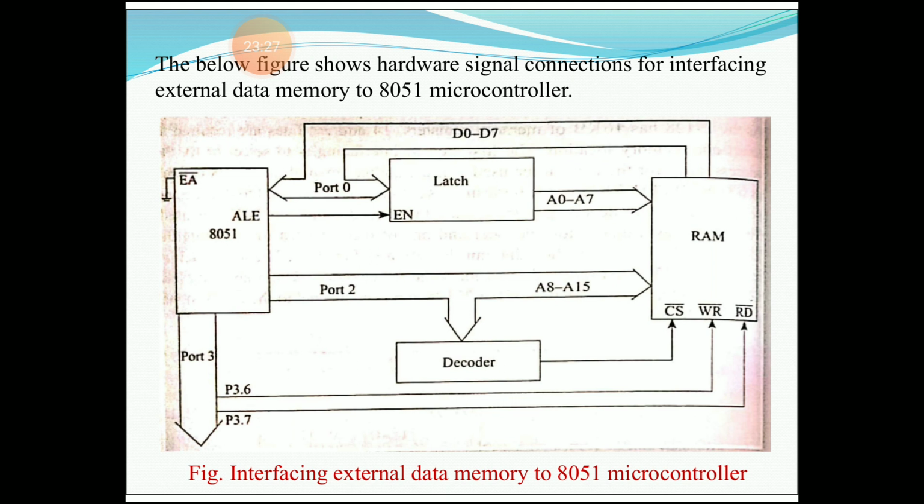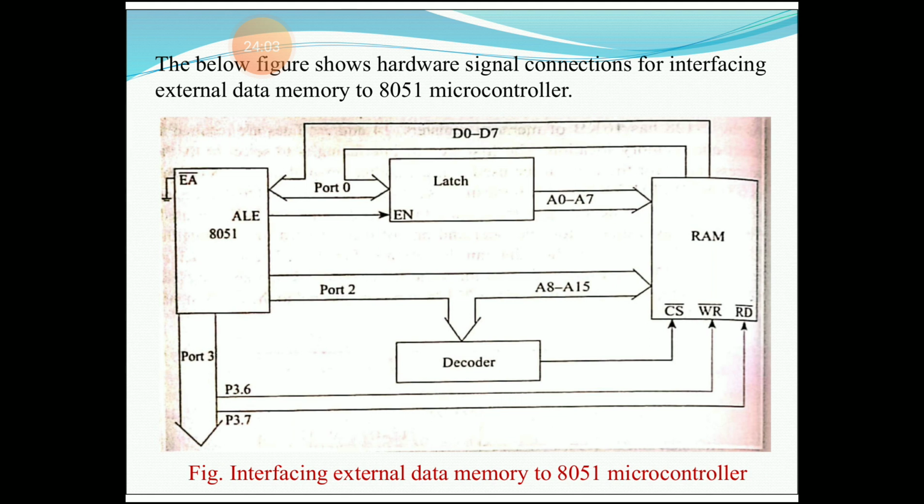From this diagram, port 0 and port 2 of the controller carry the 16-bit address lines. These 16 address lines are connected to the RAM chip, and the data lines from port 0 are directly connected to the data lines of the RAM memory. Some of the higher order address lines are given to the decoder, which decodes the address and generates a signal called CS bar. And port 3.6 and 3.7 lines are the control signals write bar and read bar. These signals are connected to the RAM write and read signals.